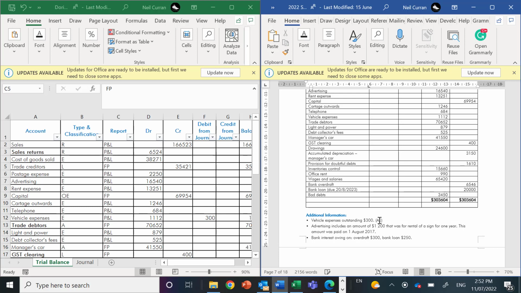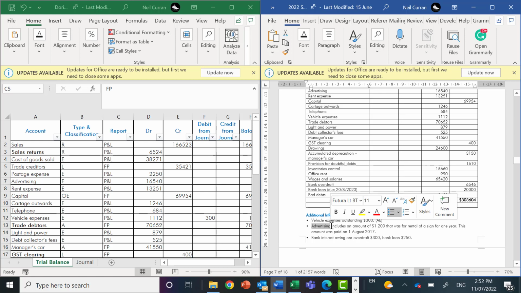The next one here, advertising, includes an amount of $1,200 that was for rental of a sign for 1 year. This amount was paid on the 1st of August. You can see here, advertising is an expense, so we need to work out, is this balance day adjustment a prepaid or an accrued expense? Because we have a period of time here, and this period of time is 1 year, that is a giveaway sign that this is a prepaid expense.